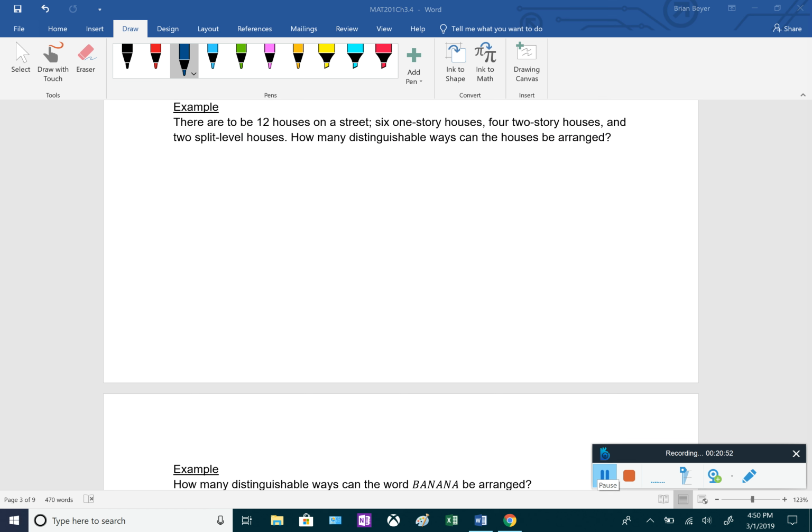So there are 12 houses on a street. There's 6 one-story houses, 4 two-story houses, and 2 split-level houses. We want to know how many distinguishable ways the houses can be arranged. So let's underline some important information.